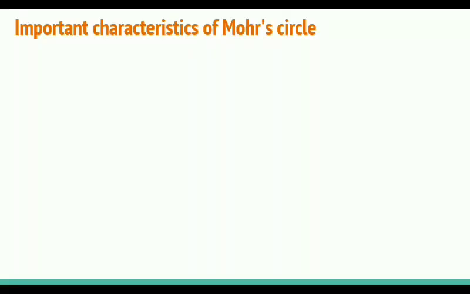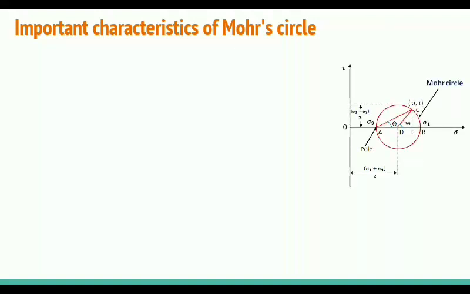The characteristics of the Mohr circle are very important, so let's see them one by one. Suppose this is one of the Mohr circles, with major and minor principal stresses sigma 1 and sigma 3, and the radius given by tau maximum, which is sigma 1 minus sigma 3 by 2. This Mohr circle is drawn in the figure. At point A, tau max will be equal to the radius of the circle, so the maximum shear stress equals sigma 1 minus sigma 3 by 2.